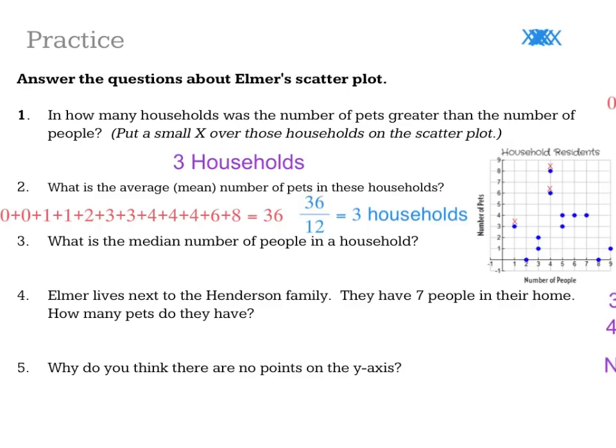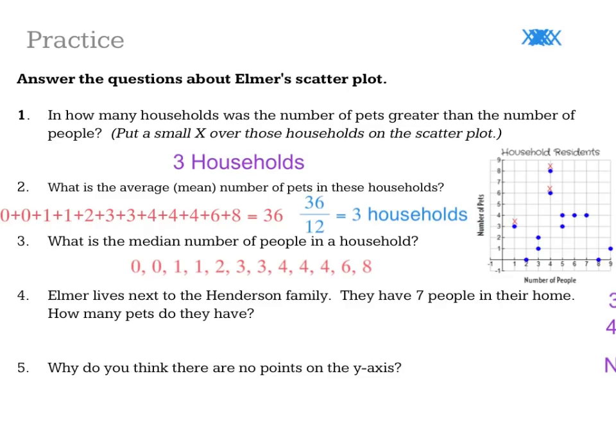Then I need to figure out the median number. So that's the number in the middle. In order for that to work, I have to write all of my numbers in order from least to greatest. So I'm going to write all of my numbers in order. So I've got 0, 0, 1, 1, 2, 3, 3, 4, 4, 4, 6, and 8. So I've got them in order.